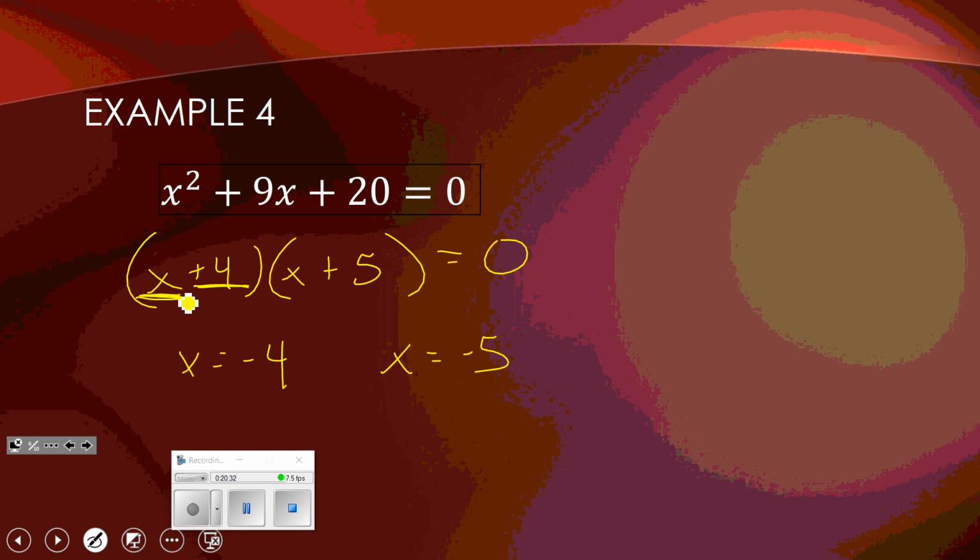Okay, besides checking it in the calculator, how else could you check it? You can plug it in and make sure that that whole side equals 0. Does that make sense? Check it and see if it makes it equal to 0.